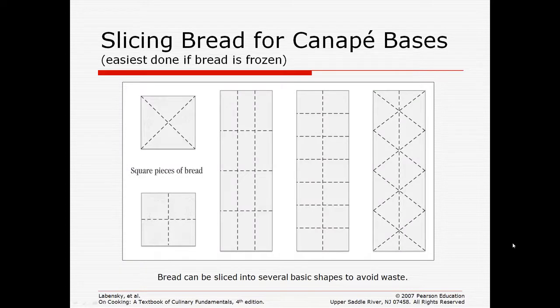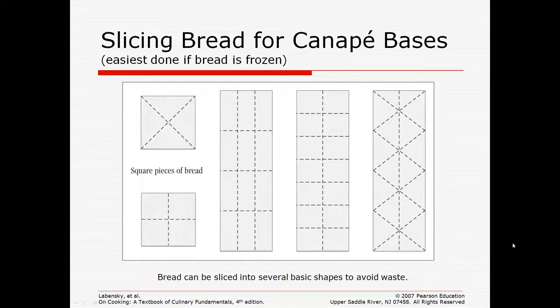Now, slicing bread for canapés is easiest done if the bread is frozen, and this is some examples of how to do that where you're not wasting any of the bread. You can also use cookie cutters if you want to get real creative with your shapes, or if you have a theme going on. A round cookie cutter would be generic. A small heart cookie cutter would be great for Valentine's Day.